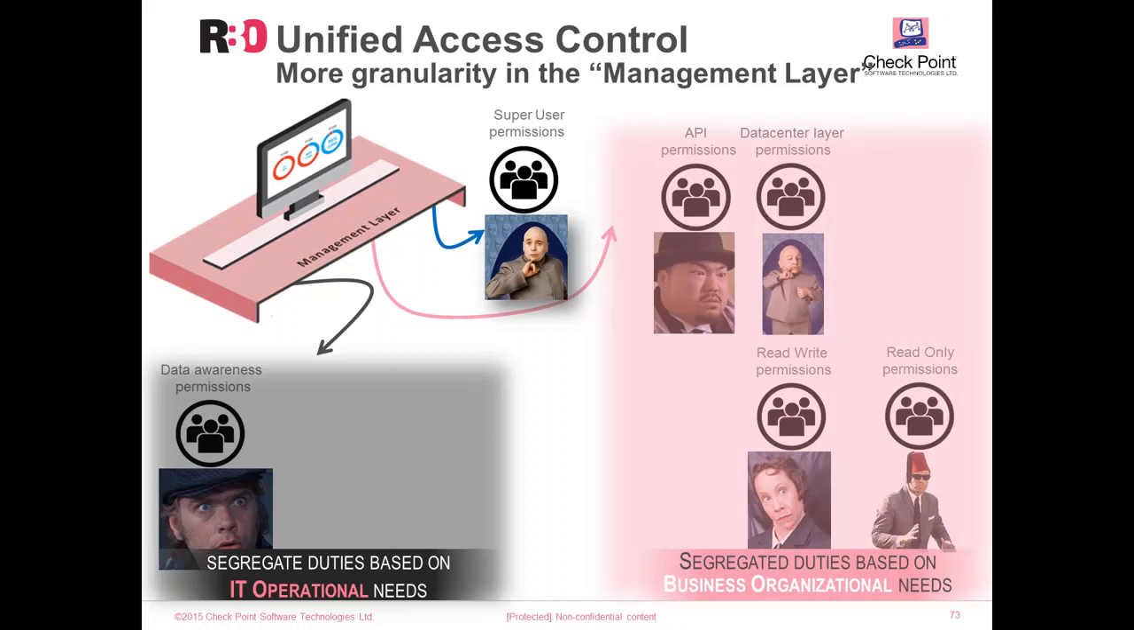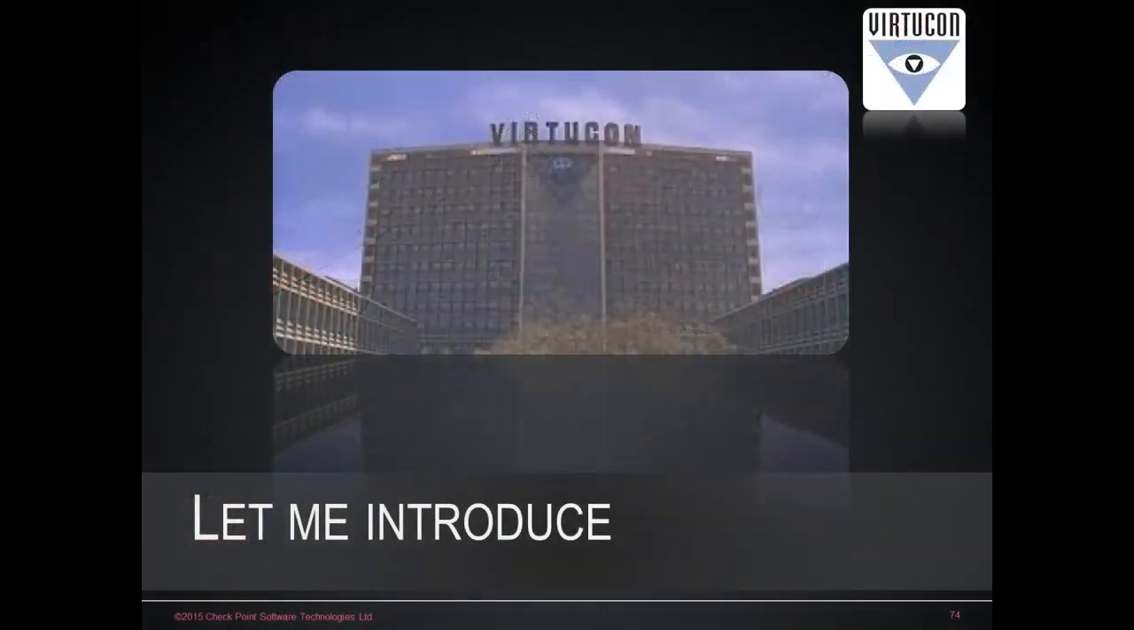So we have the data awareness permissions assigned to Patty O'Brien, who is the data awareness security administrator within the Verticon Industries. He's working within that department, within those IT operations. And then we have Mini-Me, who is responsible for the data center layer on our organizational structure within the Verticon Industries. So we have assigned permissions on organizational need for that administrator within the R80 management server.